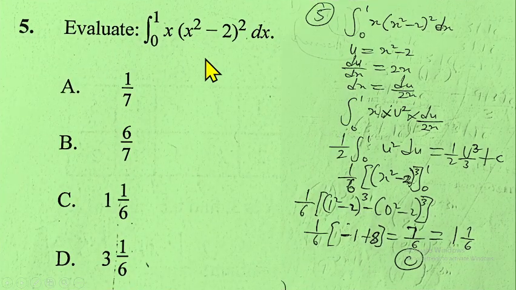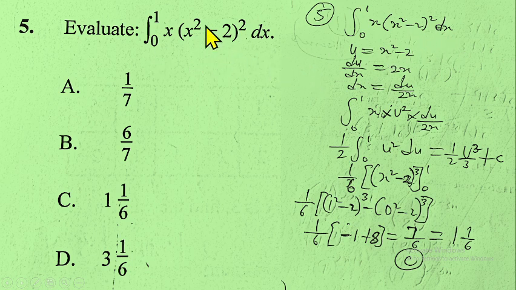Question number 5 is from integration, and this is a definite integral. So this is a definite integral, giving the boundary from 0 to 1. You have to find the integral of x into x squared minus 2, all squared, dx. We know that this is a function of a function, which can be solved using the substitution method.